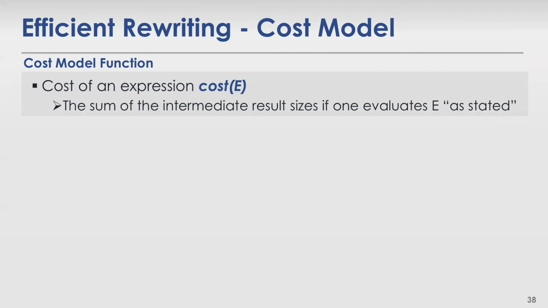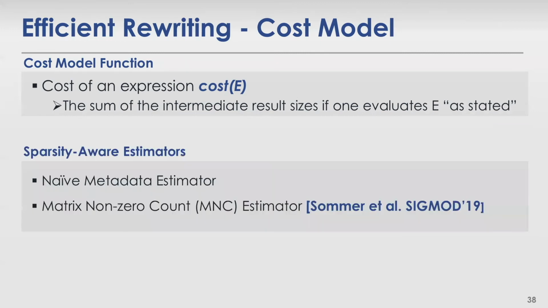Real-world matrices may be dense or sparse. For sparse matrices, several systems and libraries have economical representations that don't store zeros, which our intermediate result size excludes. To estimate the number of non-zeros, we've incorporated two different sparsity-aware estimators, the naive metadata estimator and the MNC estimator. Due to time constraints, we refer the audience to the paper for more details about these sparsity estimators and how we integrate them and use them in our rewriting engine.